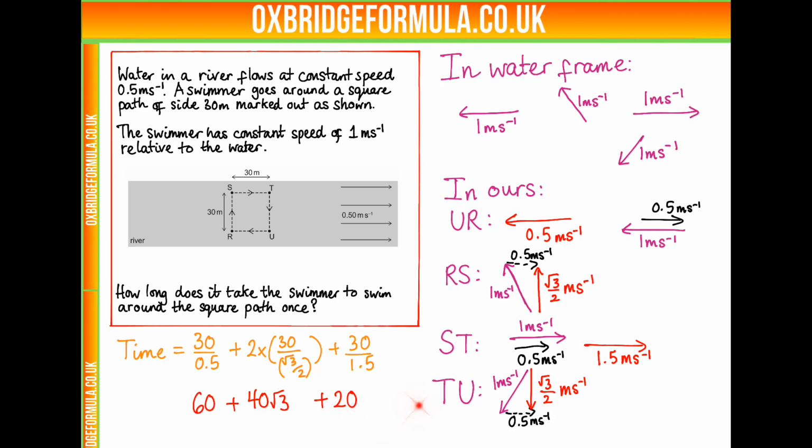So if we add all these together, what is our answer? It is 80 plus 40 root 3 seconds. So this is how long it takes him to travel all around the square path once.